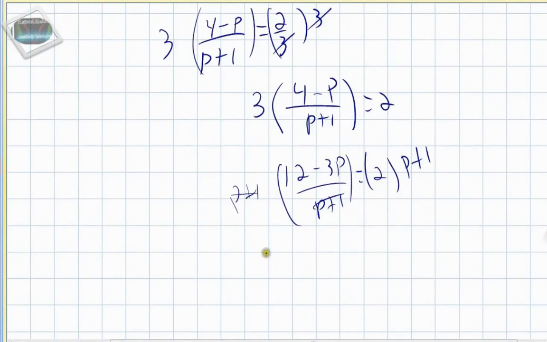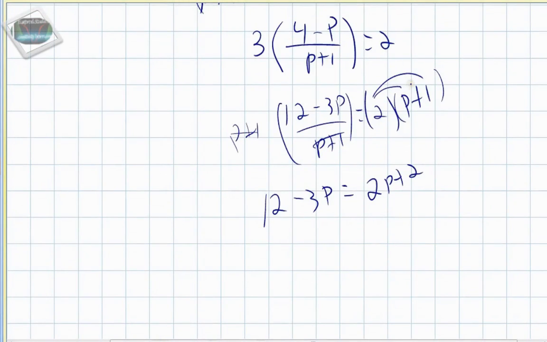Okay, and then I have 12 minus 3p is equal to 2p plus 2. I distributed the 2 here. And then I'm going to continue solving. I'm going to add 3p to both sides. I have 12 is equal to 5p plus 2.